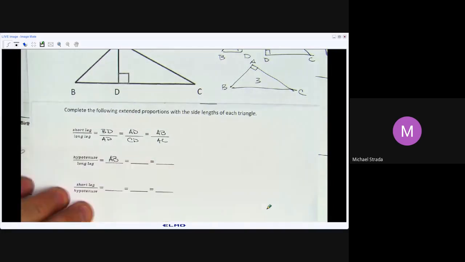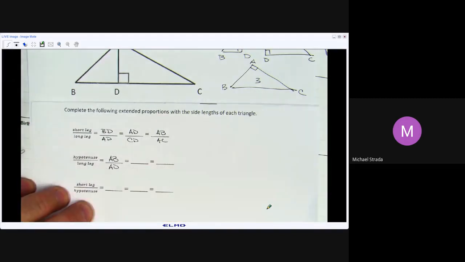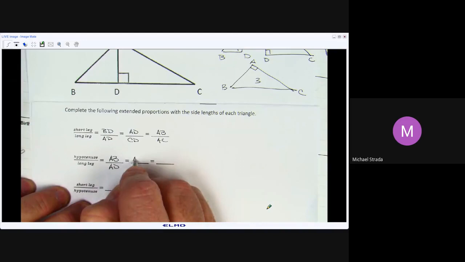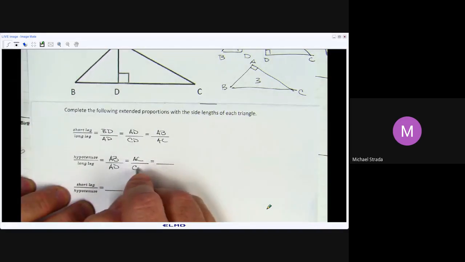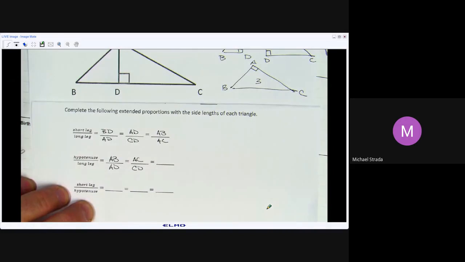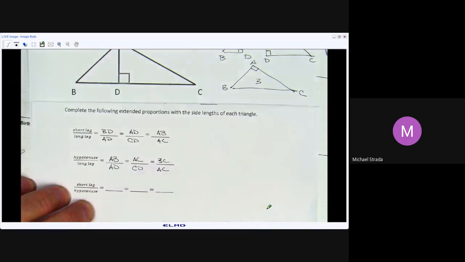AB. The long leg of triangle 1 is AD. The hypotenuse of triangle 2 is AC. The long leg of triangle 2 is CD. And the hypotenuse of the entire triangle, triangle 3, would be BC. And the long leg would be AC.